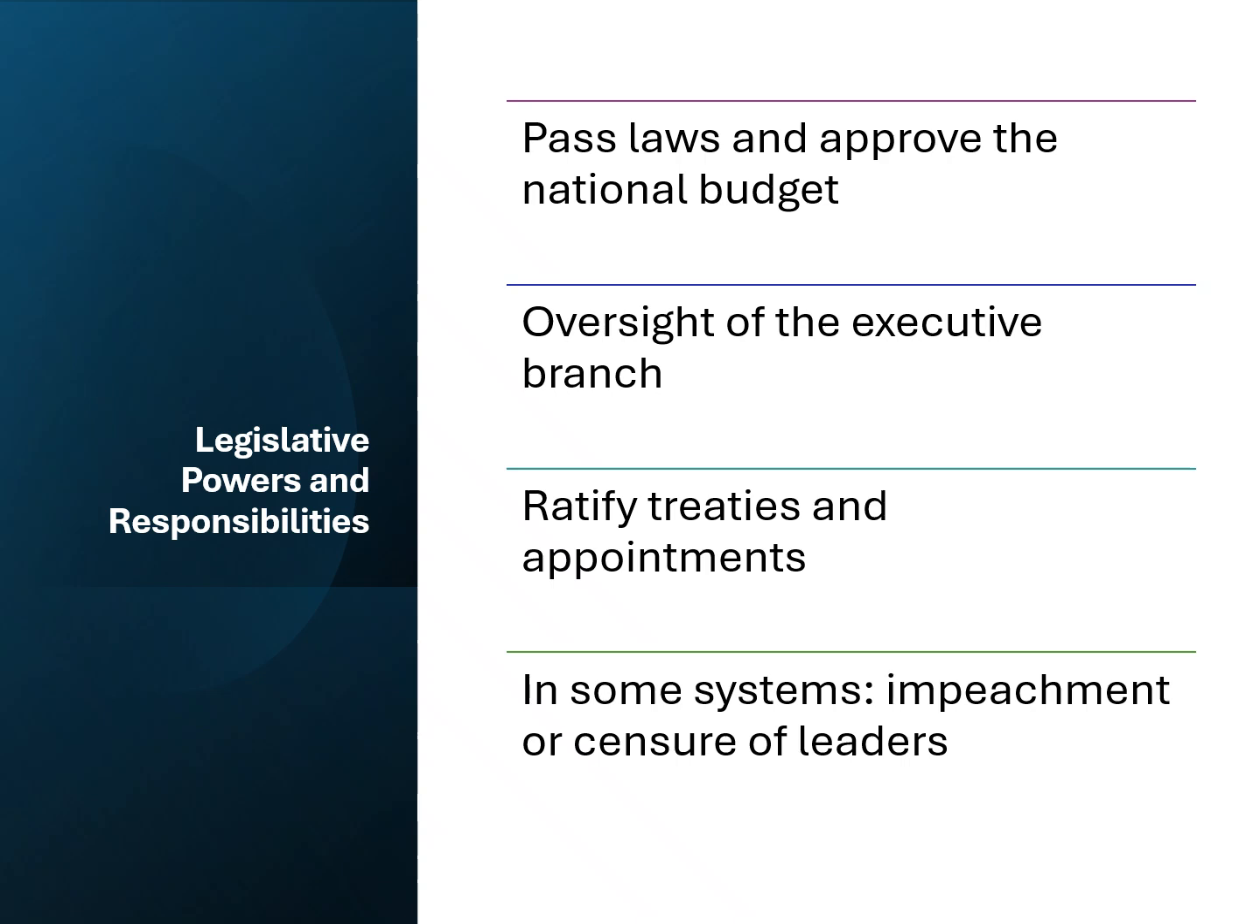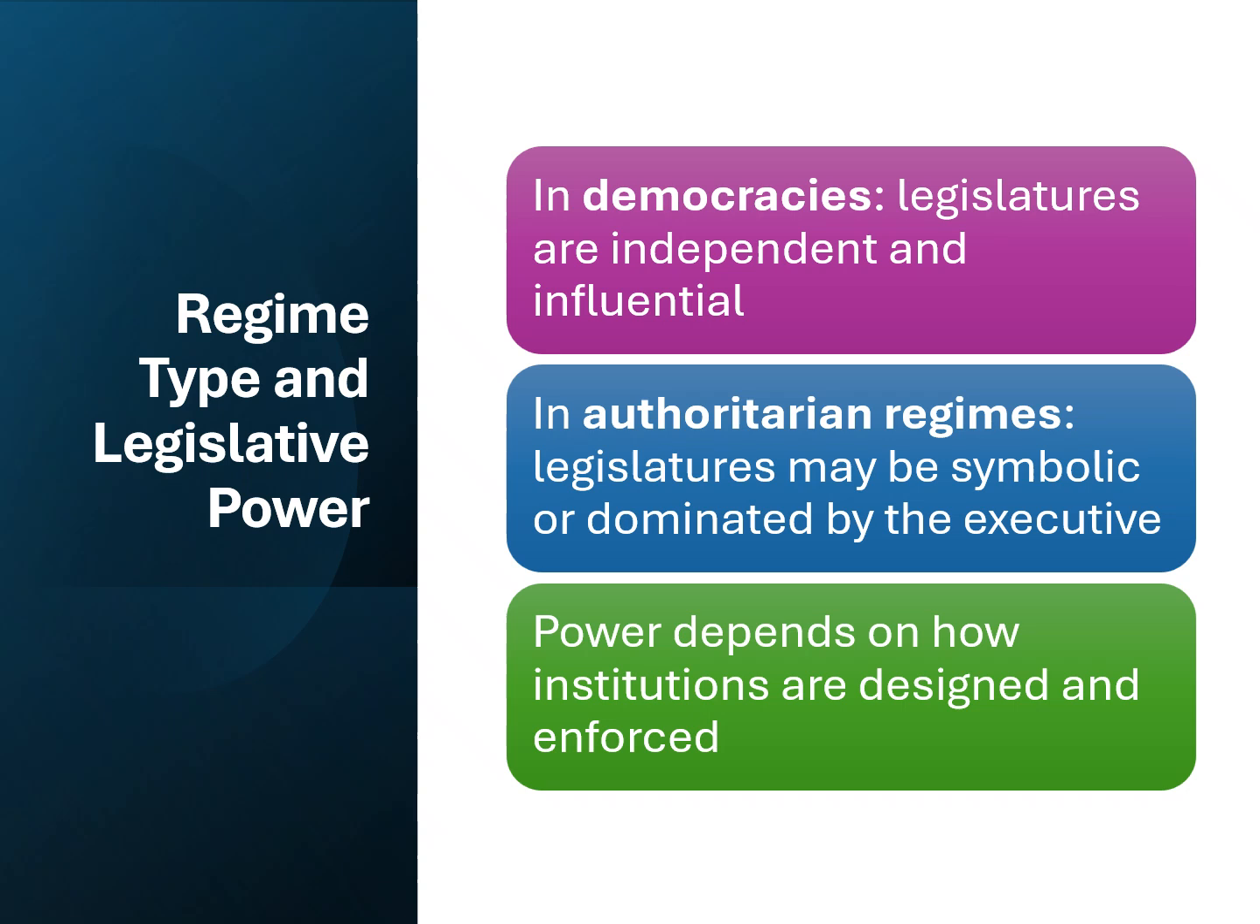Legislative powers and responsibilities. Key legislative functions include passing laws, budget approval, oversight of the executive, ratifying treaties or appointments, and sometimes impeachment or removal powers. The actual power of legislatures depends on the regime type. In democracies, legislatures can act independently and challenge the executive. In authoritarian regimes, legislatures may serve symbolic or advisory roles only.